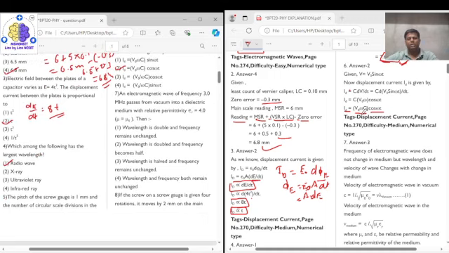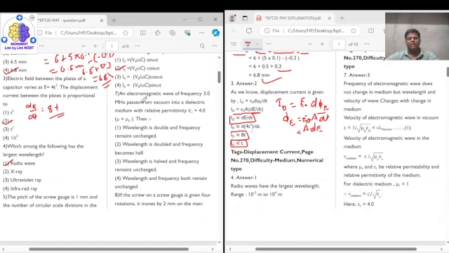Coming to question number 7. Question number 7 says that an electromagnetic wave of frequency 3 megahertz passes from vacuum into a dielectric medium with the relative permittivity epsilon r equal to 4, right?